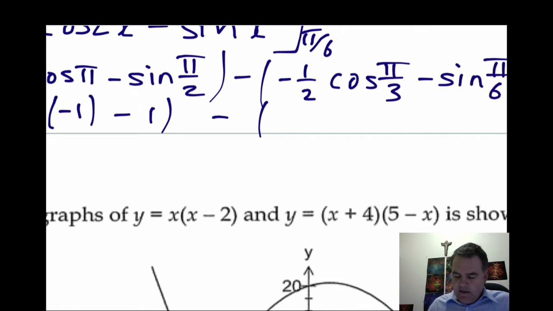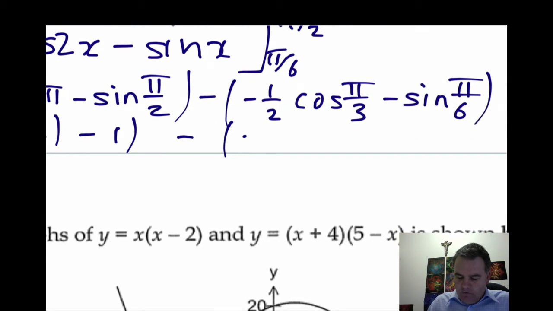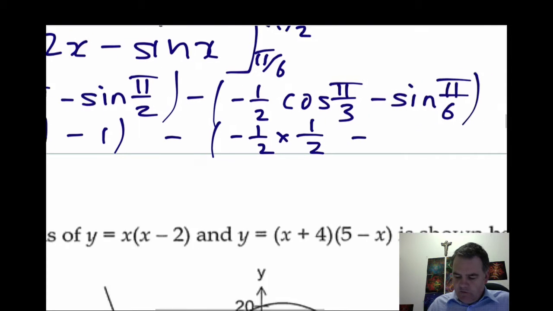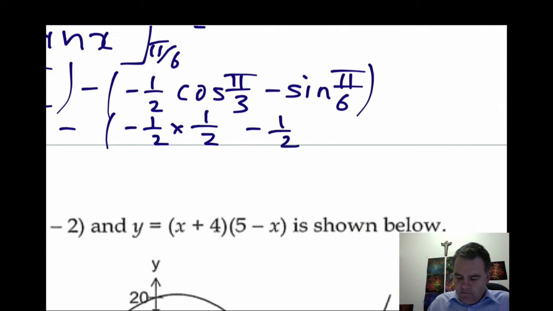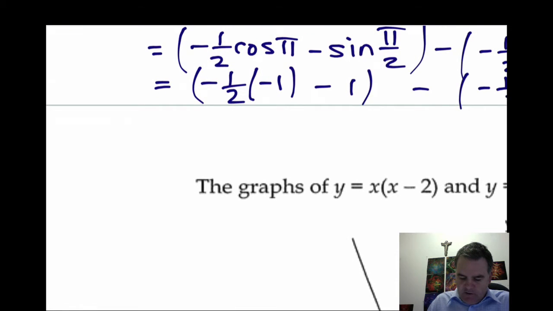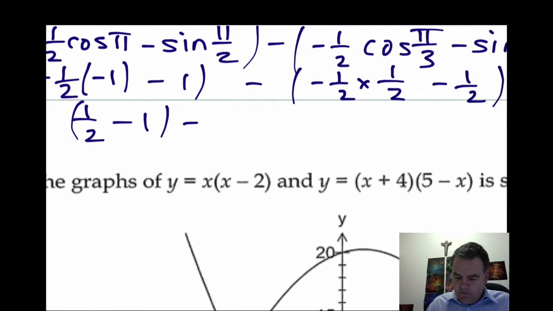This next bracket here, negative a half times cos of pi over 3 is a half, minus sine pi over 6 is a half. There we go, so we're looking at the exact value here. So we're looking at a half minus 1, minus, and in this bracket here we've got negative a quarter minus a half.